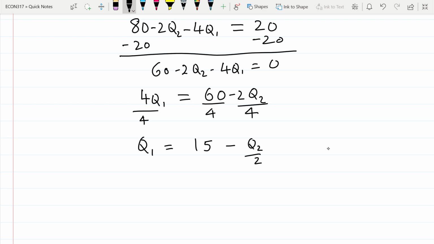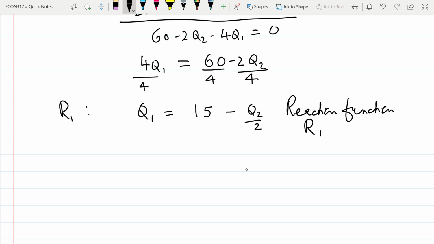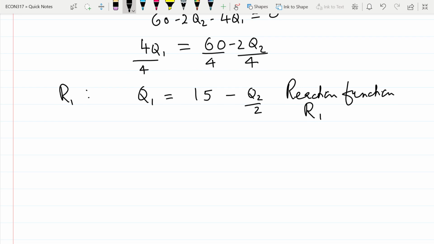So this is the reaction function. We will call it the reaction function for firm 1. I will write it as R1. So the reaction function R1 is 15 minus Q2 over 2. In particular, if firm 2 doesn't participate in the market, then we can see Q1 will be 15. This will be the monopoly output for firm 1. If Q2 is 2, then Q1 is 15 minus 2 divided by 2. That is 15 minus 1, which turns out to be 14, and so on.